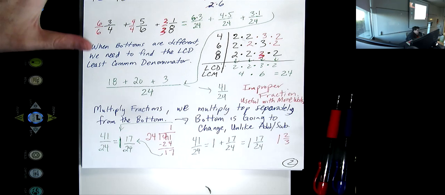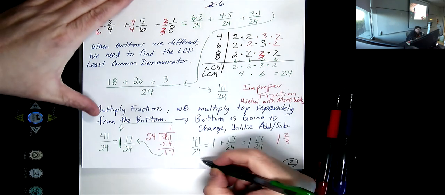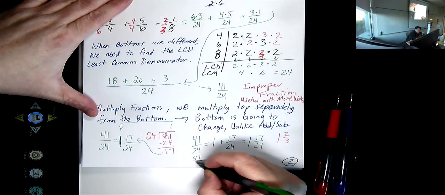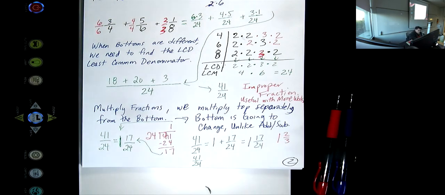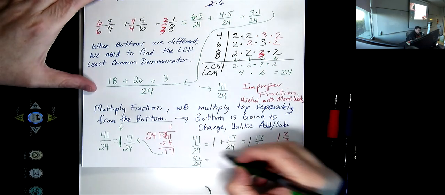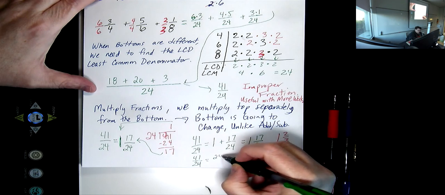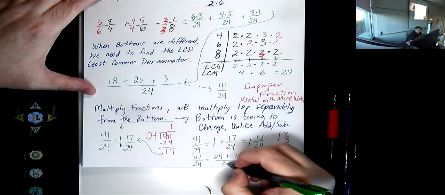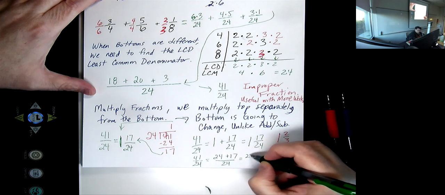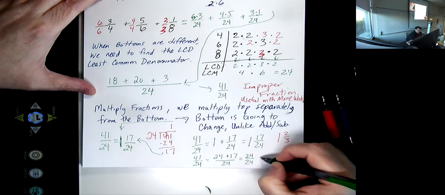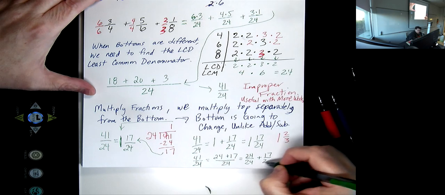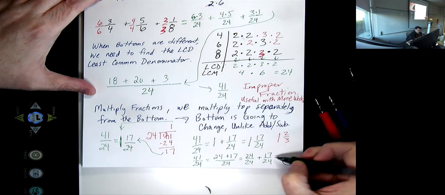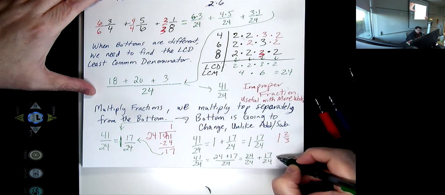What we've really done is we've taken 41 over 24, and it's still on the screen. Good. And we've broken it up into 2 fractions. We've broken it up into 24 plus 17 over 24. And then we've got 24 over 24 plus 17 over 24. And then the 24 over 24 turns into a 1.